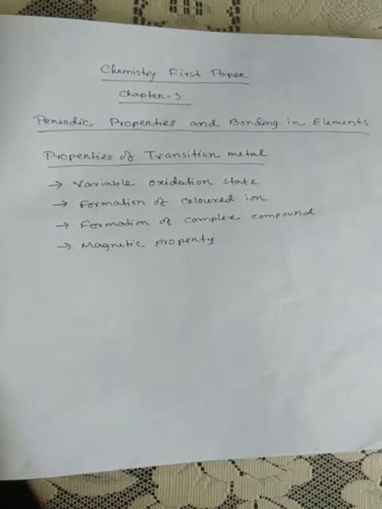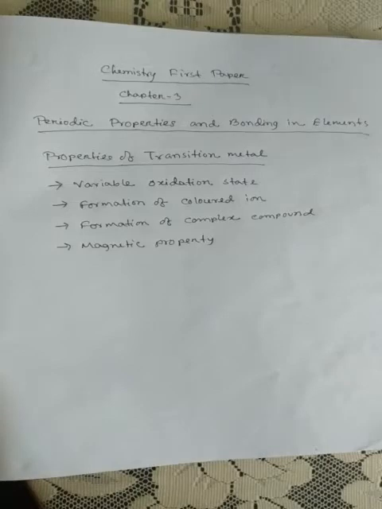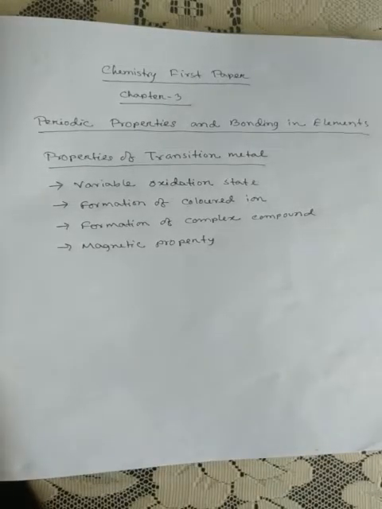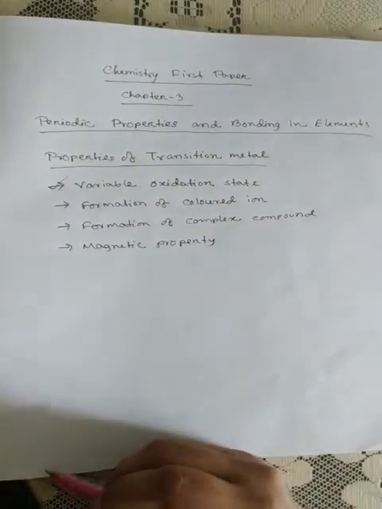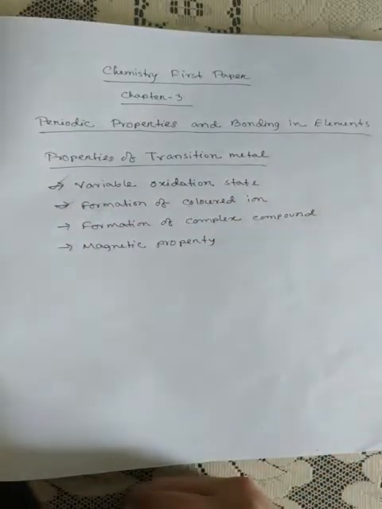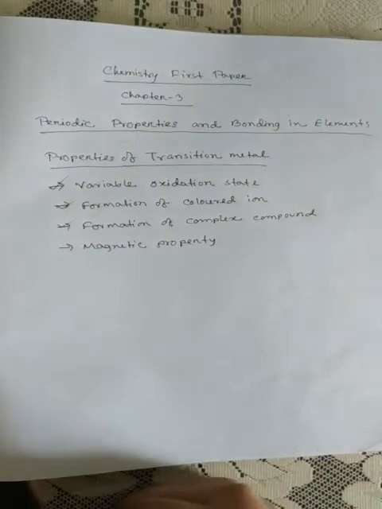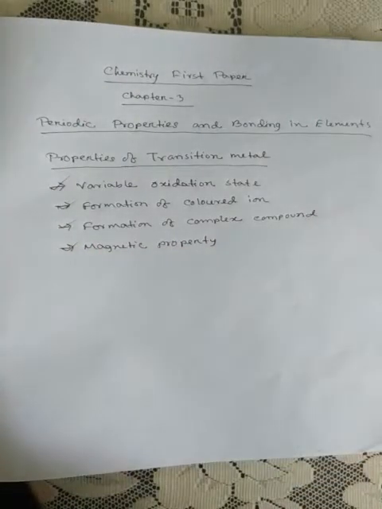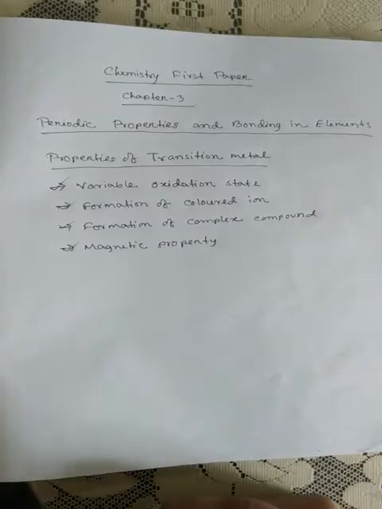Today I am going to start chapter 3 from first paper, periodic properties and bonding in elements. I finished my last lecture by discussing transition elements. Today I am going to discuss the properties of transition elements. Some important properties of transition elements are variable oxidation number, formation of colored compounds, formation of complex compounds, and magnetic property.